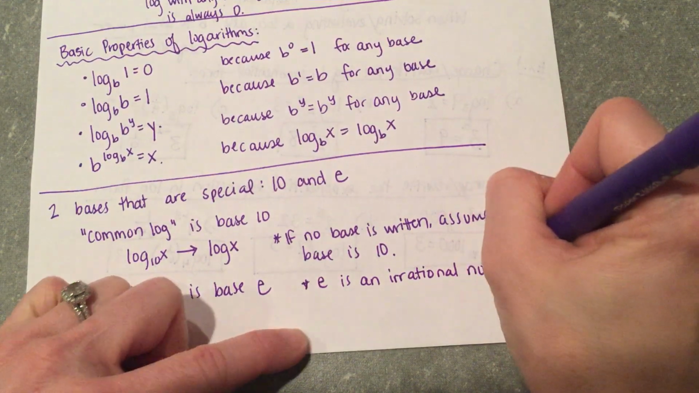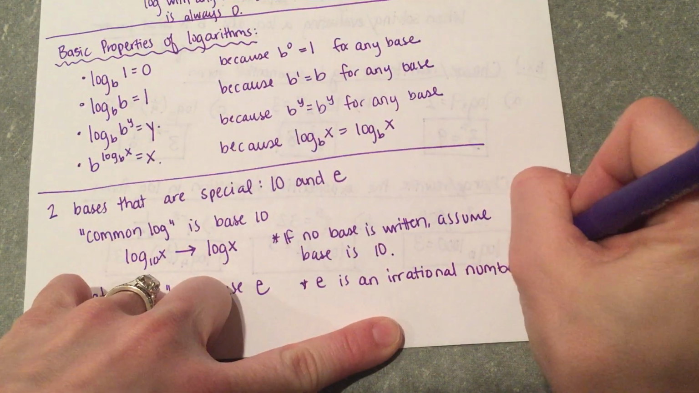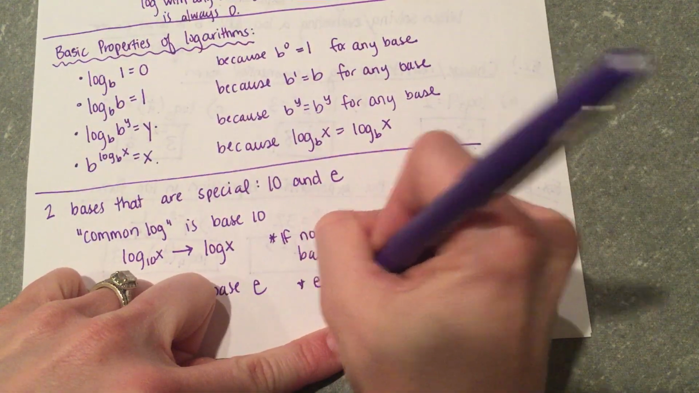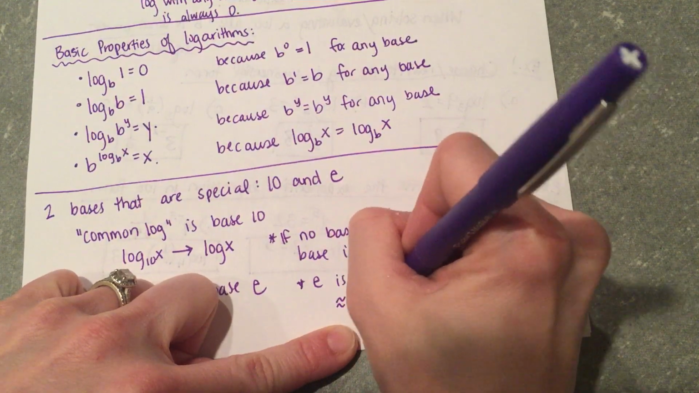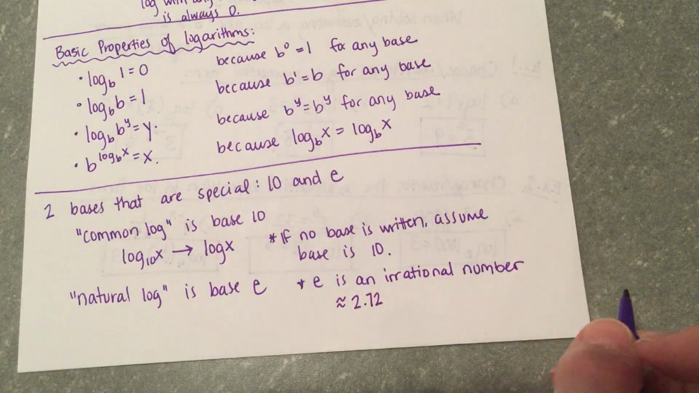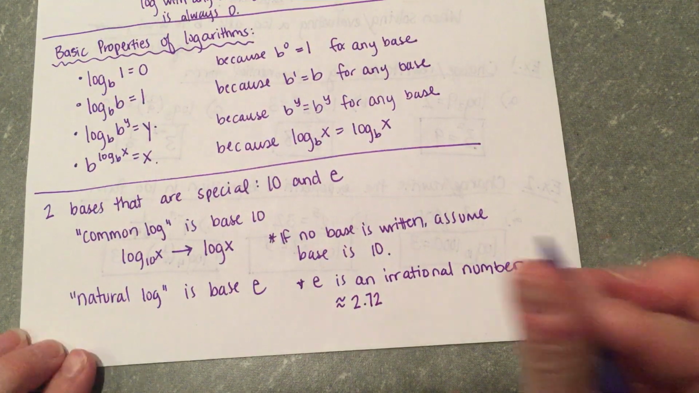Irrational numbers have infinite decimals that never repeat. And e is approximately equal to 2.72, but it goes on forever, just like pi. And we'll look at why it's special in the future.